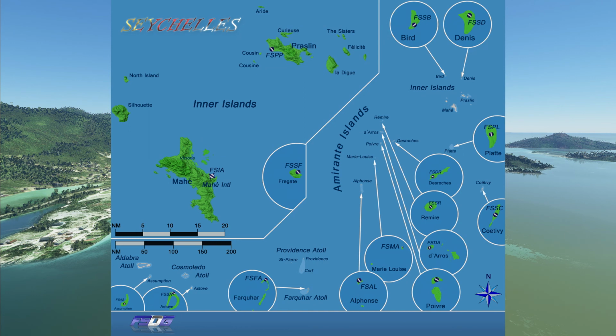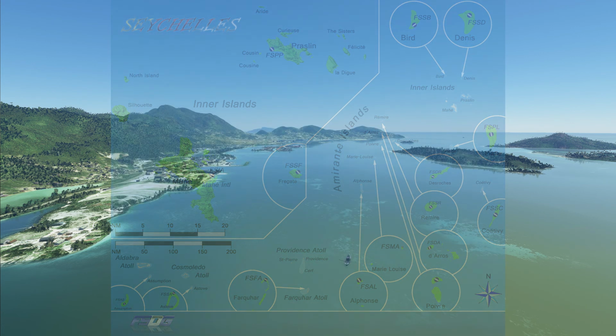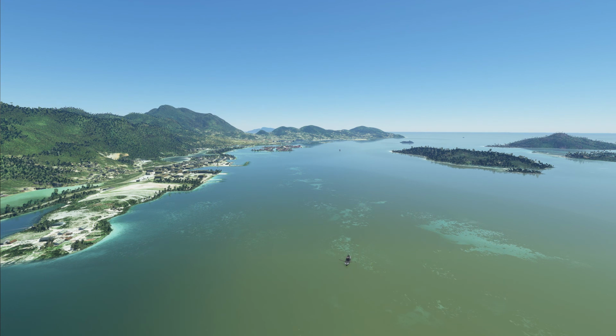And people often say, you know, why such a high price? But remember, you're getting pretty much all of these islands. You're getting a huge scenery here, not just Mahe Airport and the main island and the Victoria town, but you're getting 15, 16 other airports and a whole spread of islands. So it's a huge scenery, and in my opinion that's what makes it worth the price.